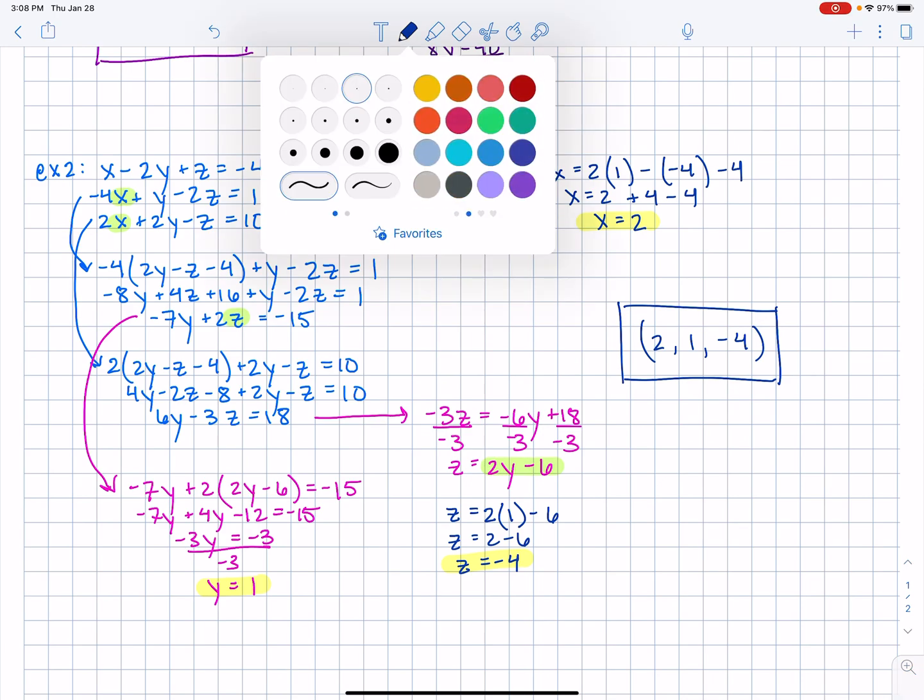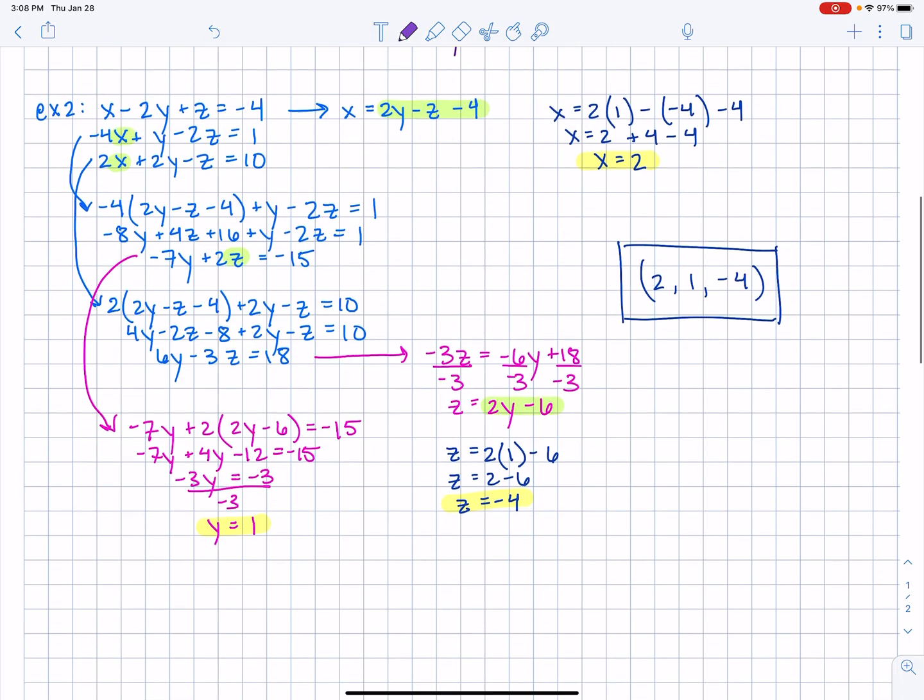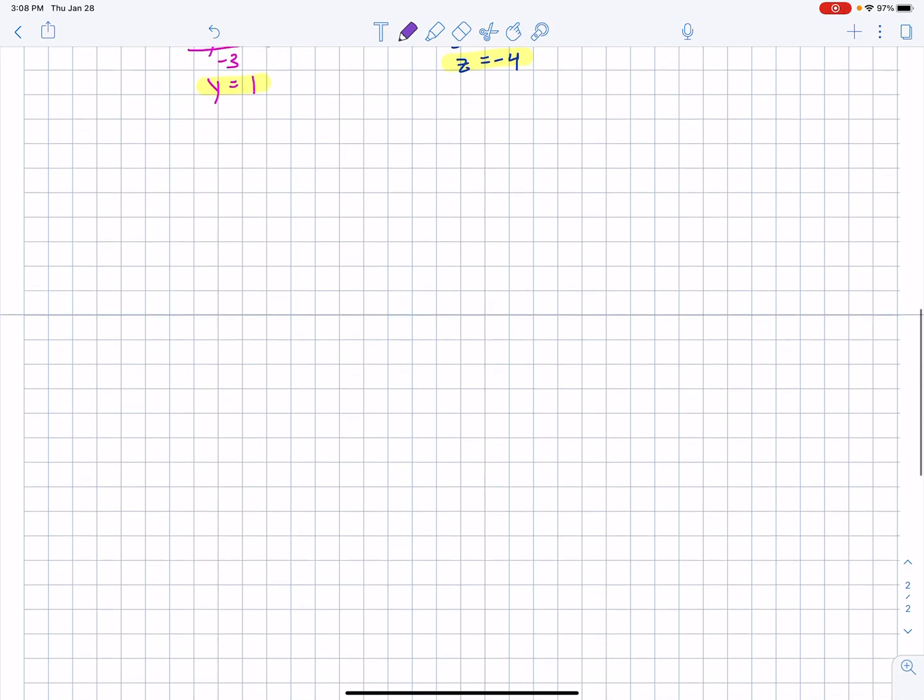Let's pick purple on this one. Very last example, one more to show you, example 3. There's some special circumstances. So x plus y minus z equals negative 1. 4x plus 4y minus 4z equals negative 2. 3x plus 2y plus z equals 0.